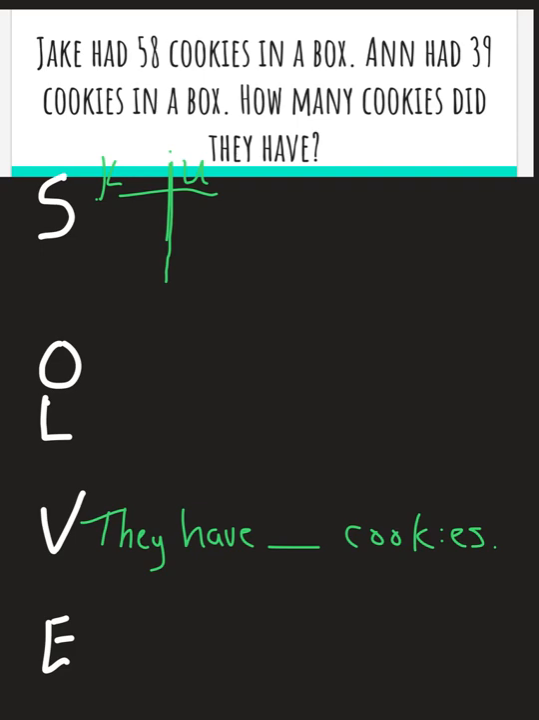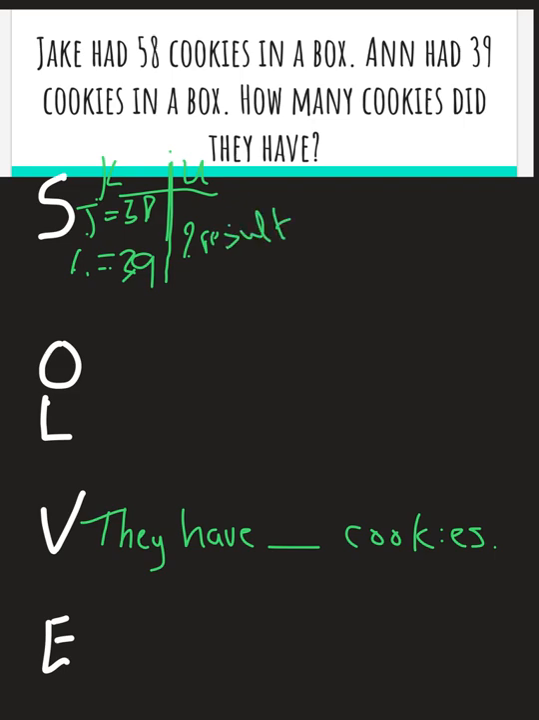So S stands for study the problem. We have a know and unknown chart here that I've already put up for you. And so what we know is that Jake had 58 cookies. We know that Anne had 39 cookies. We don't know the result. We don't know how many they have.